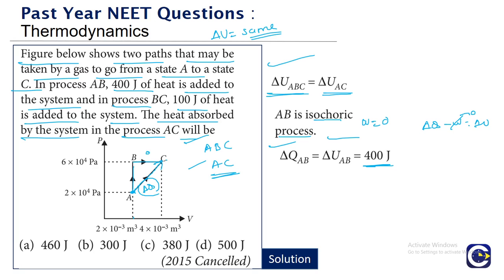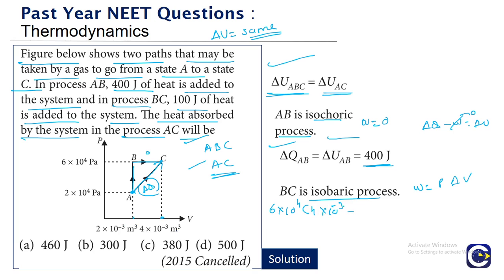So let us look at the path BC. What is BC? Here is a horizontal line, which means it is an isobaric process. So BC is an isobaric process, and for an isobaric process W will be equal to what? P into delta V, correct? So the pressure is 6 into 10 power 4 SI unit, and delta V means the final volume, which is 4 into 10 power minus 3, minus the initial volume.